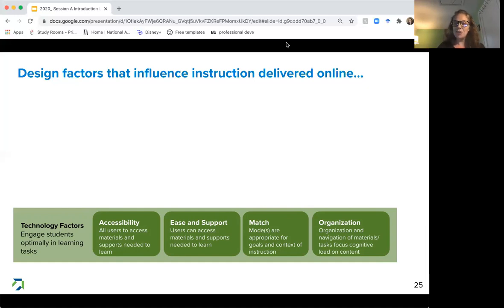Third, the match. So how well does the tool, in terms of mode, in terms of feature and function, actually match our goals and our context for instruction? So our goals, meaning the learning objectives and the activities we want students to engage in, but also the context of the classrooms we're working in. Are we working with younger learners or older learners, for example? Which content area are we working in?